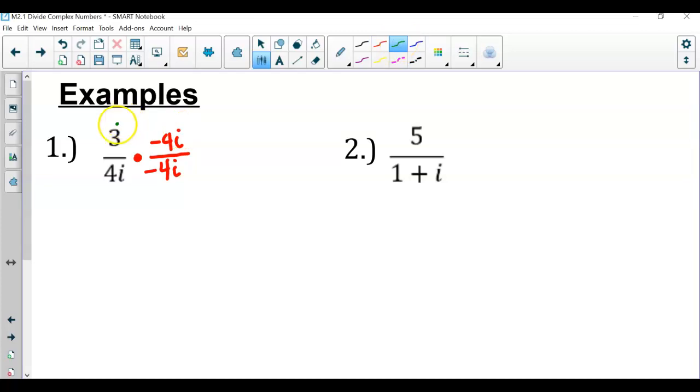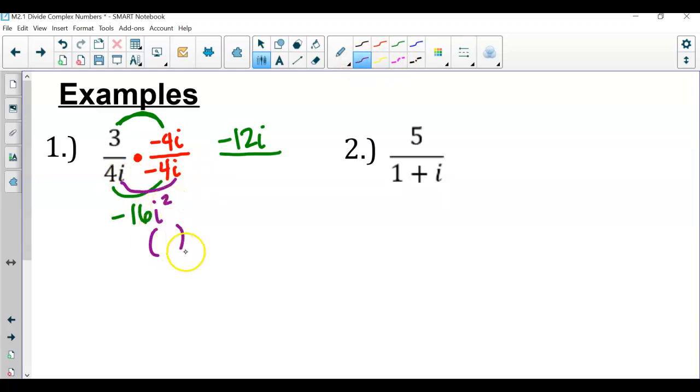Then here we go. Well, 3 times negative 4i, negative 12i. And here we have 4 times negative 4, which is negative 16, but i times i, right? So i squared. Then again, i squared is always negative 1. Then multiply that now by negative 16. Negative times a negative is a positive 16. Now notice that we can still simplify this, right? Because that's negative 12 over 16. Well, I can divide both, simplify, right, by 4. So this is negative 3/4 i.